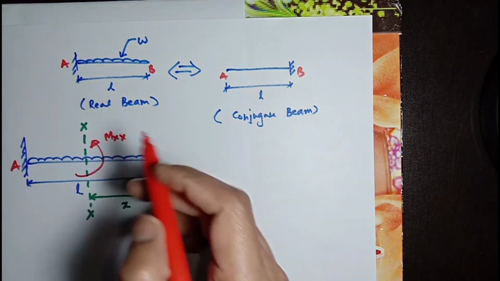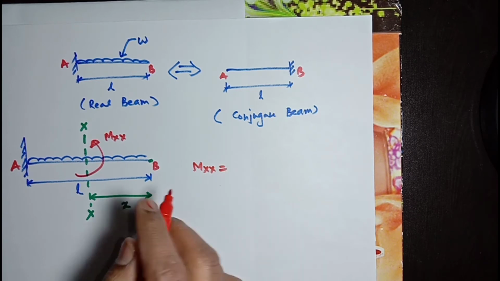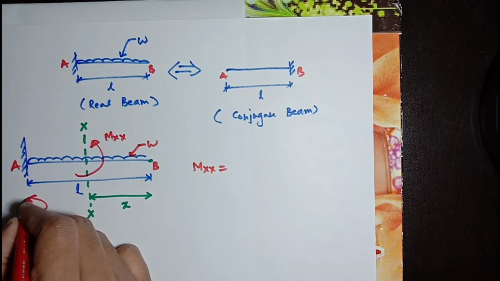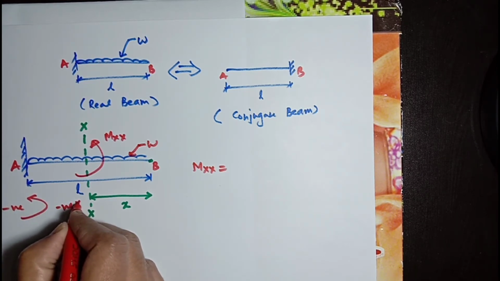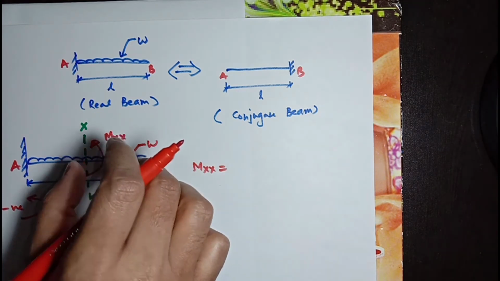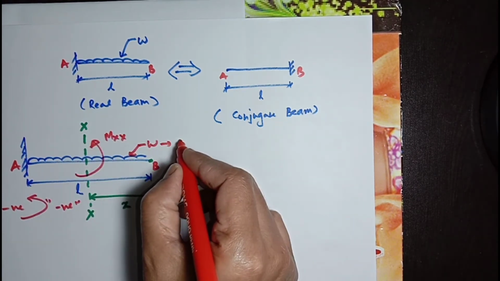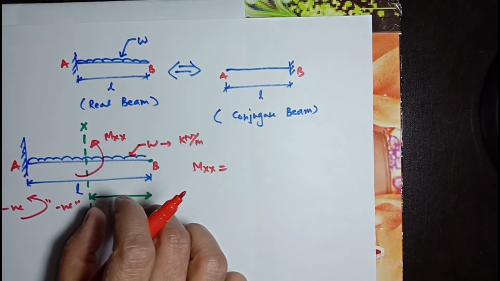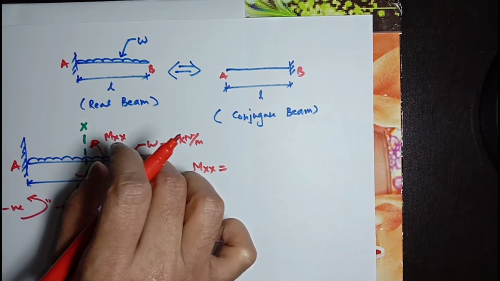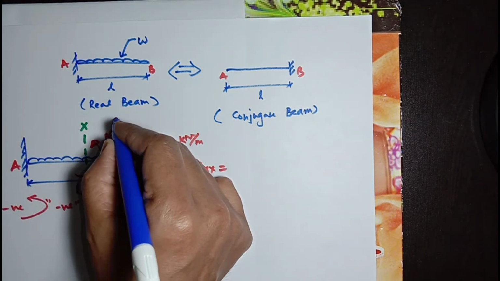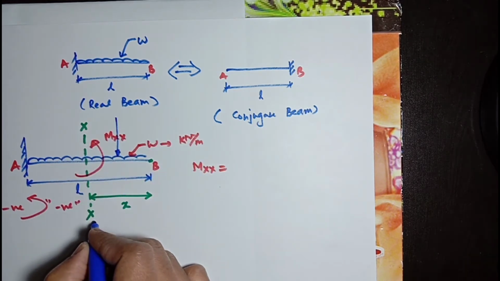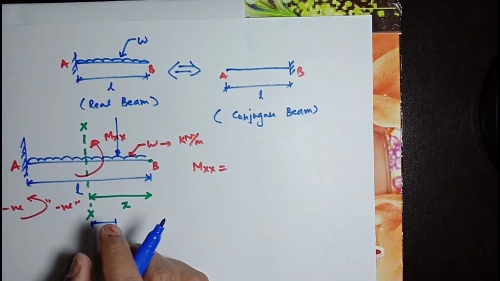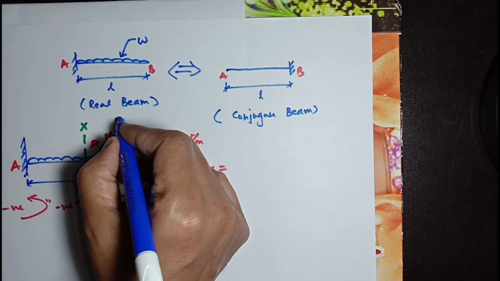Yeah, MXX will be, this is the W, and our assumption is anticlockwise bending moment will be negative. So this is W, it is UDL in kilonewton per meter. Loading UDL multiplying with distance X will give a total load, and this load will be acting at a distance of X by 2 from section XX.